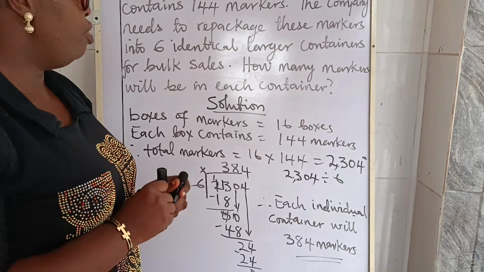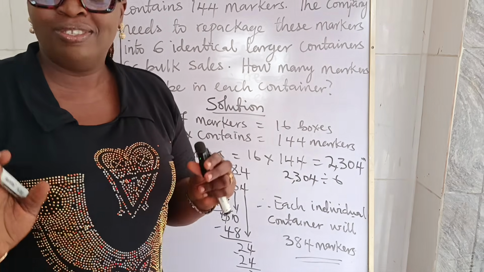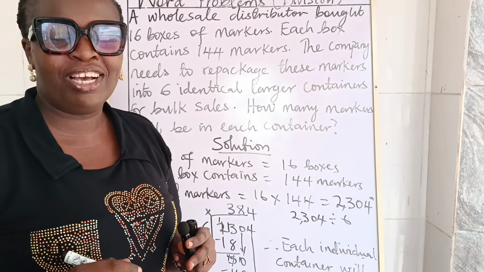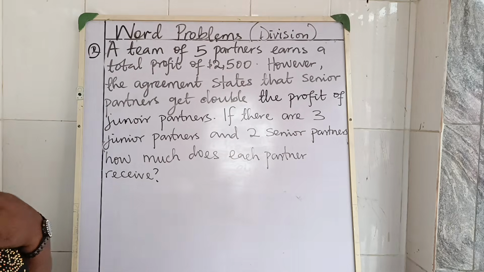384 markers will be in each individual container. Hope you understood this part very well. Let's look at the second example. Now look at number 2 question.